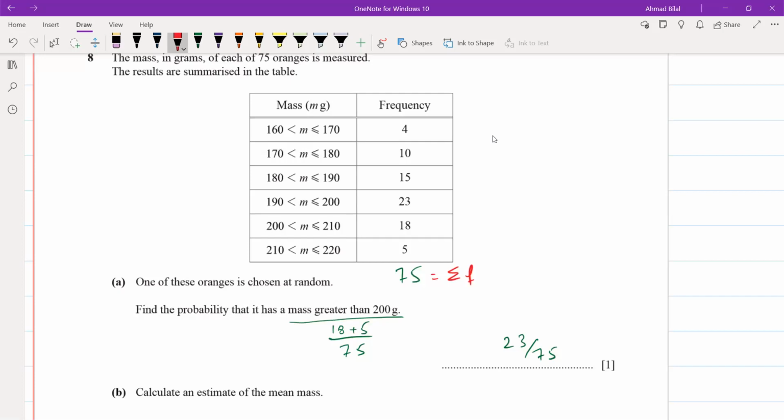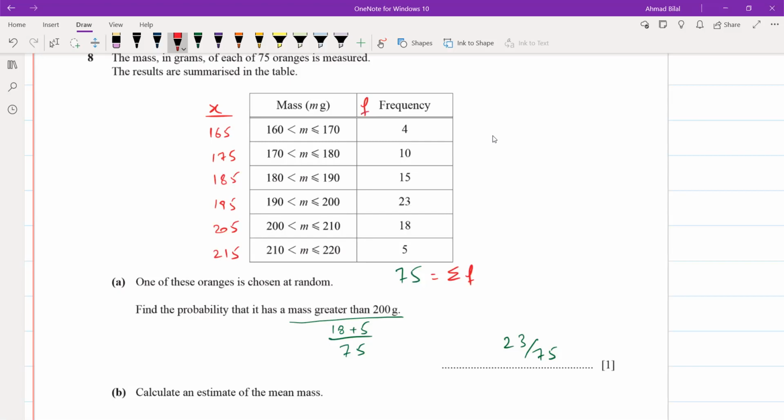Sigma fx. पहले तो हमारे पास x चाहिए. X हम क्या होता है? Midpoints in सारे intervals के. So let's find the midpoints. We've got 165 here, 175, 185, 195, 205, and 250. These are all the midpoints. ठीक है?